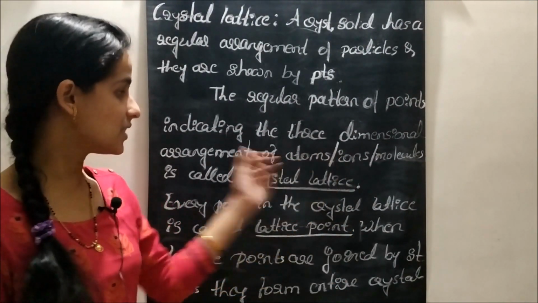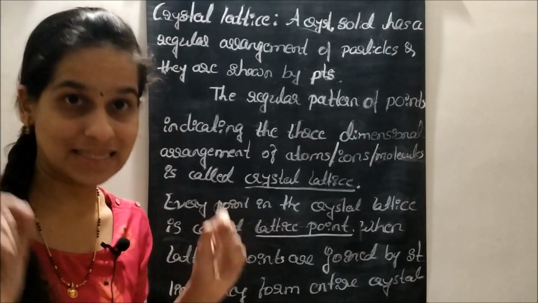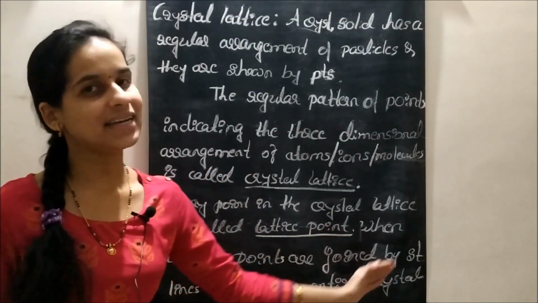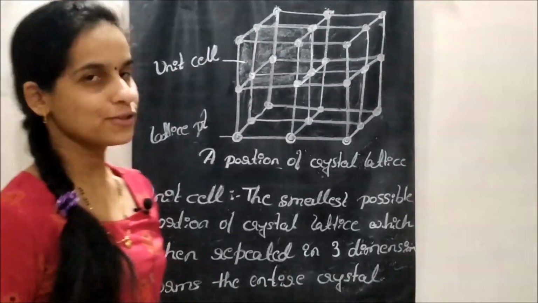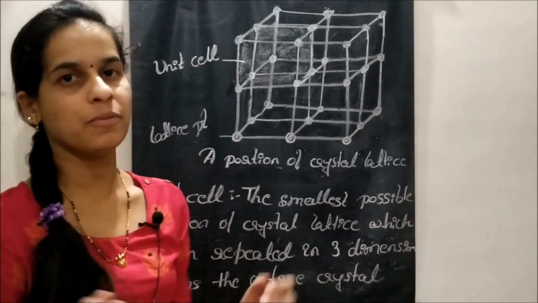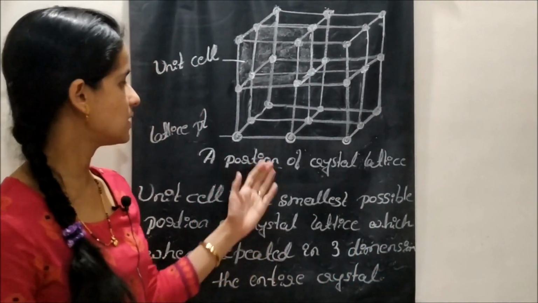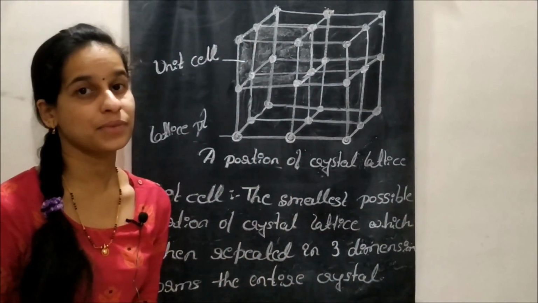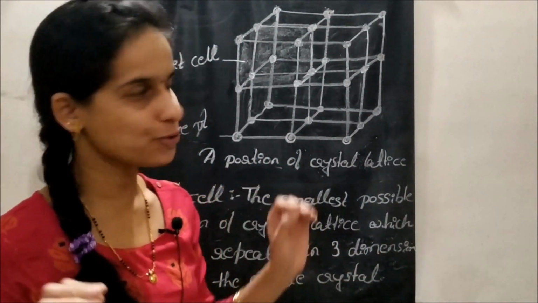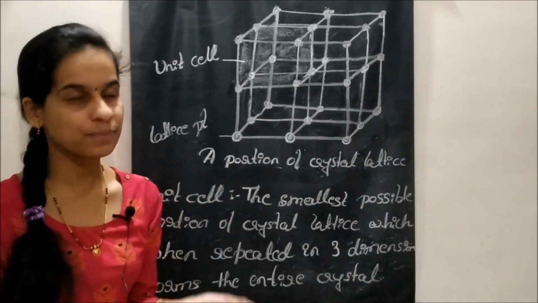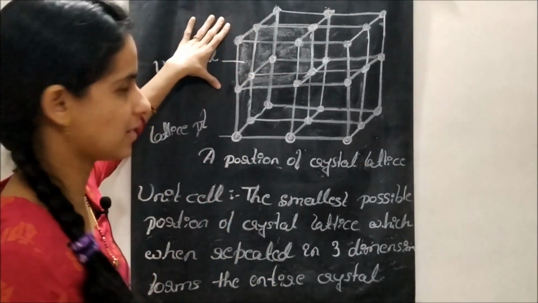When these lattice points are joined by straight lines, they form the entire crystal. So friends, to understand these terminologies properly, let us consider a portion of crystal lattice. Don't bother, they don't ask to draw this diagram in your examination. So just look at this diagram.